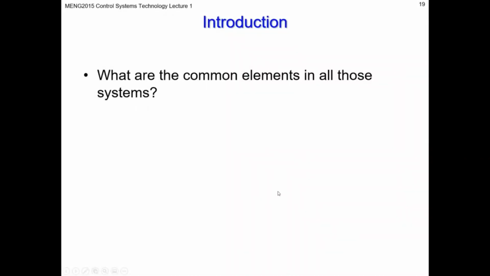Let's look at some of the common elements in all those systems. So in every control system, you always have an input or a target, what we also call a set point for the system. So that's where do we want the system to go? What's the reference point that we want to achieve from the system?